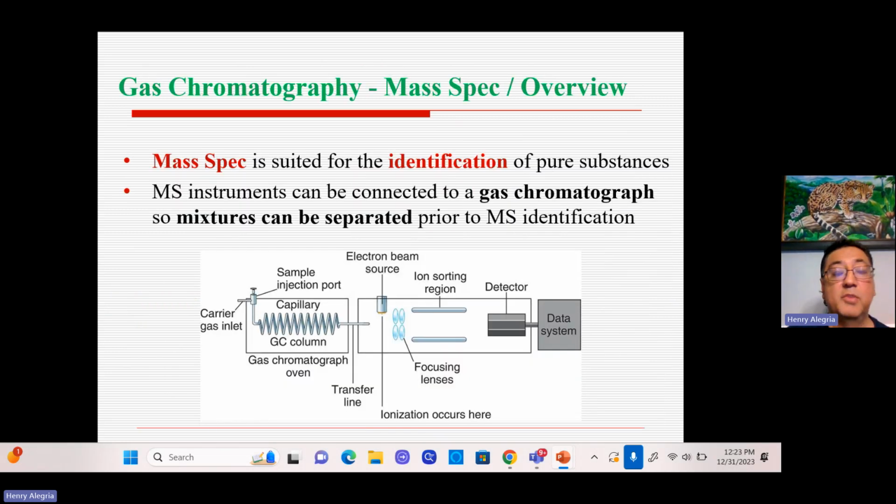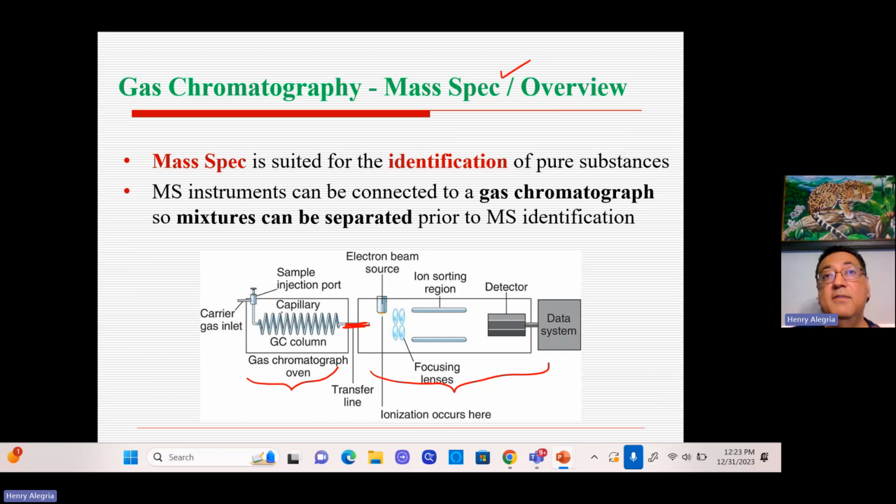Another thing is that mass spectrometers are normally hooked up to some other instrument. For example, one of the most common ones is to connect a mass spectrometer to a gas chromatograph, and that gives us a technique that's called gas chromatography mass spectrometry. So here, we take our gas chromatograph and we have a connecting unit here, and then we connect that with our mass spectrometer.